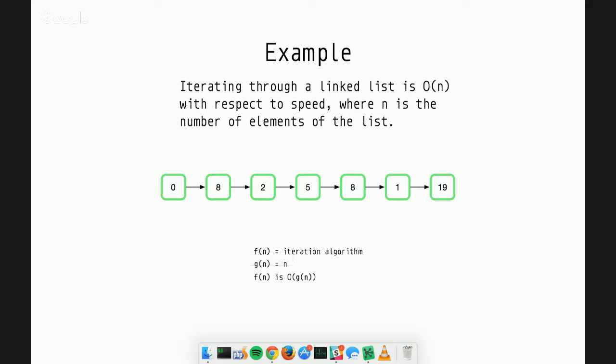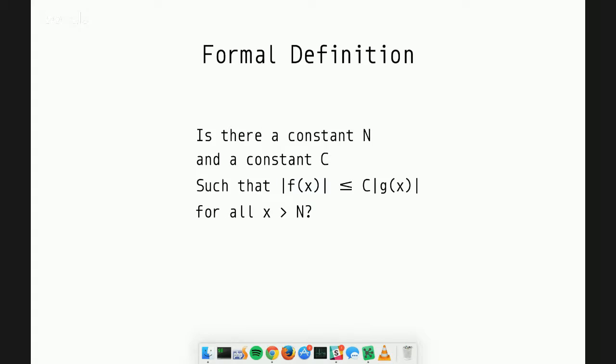But the fact that when you tack on an extra node, you aren't adding a ton of extra time to the speed of the algorithm, that's a good thing. And that's sort of what we want to talk about.